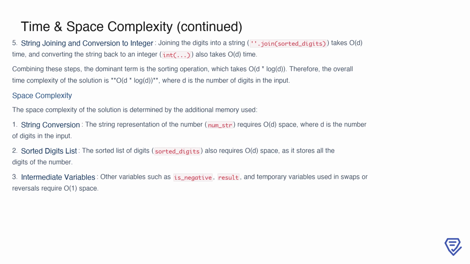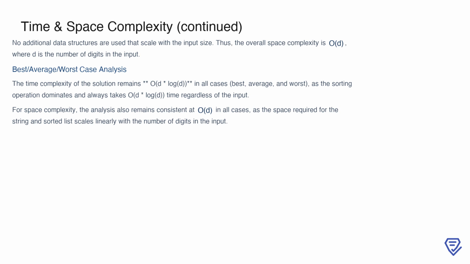For space complexity, the primary contributors are the string representation of the number, which requires O(d) space, and the sorted list of digits, which also requires O(d) space. Additional variables, such as flags or temporary storage for swaps, use only constant space, O(1). Therefore, the total space complexity is determined by the size of the input and is O(d). Since no additional data structures are introduced that scale with the input size, the overall space complexity of the solution remains O(d). The memory usage is directly proportional to the number of digits, as it primarily involves storing the string and the sorted list of digits.